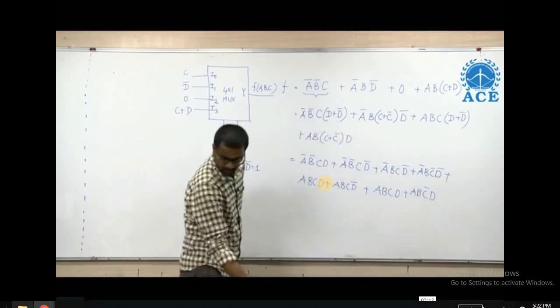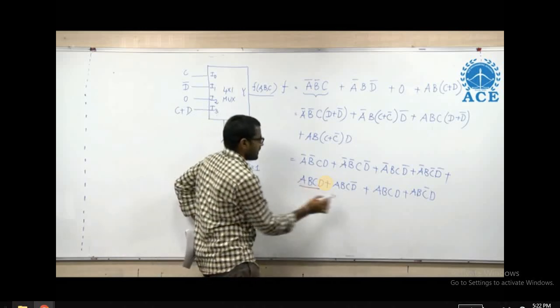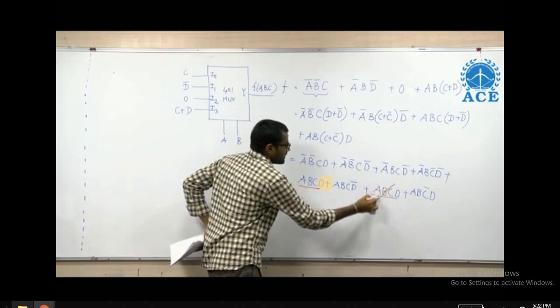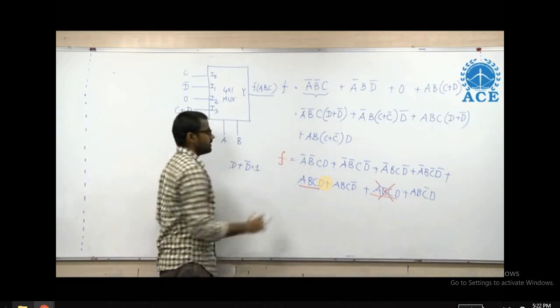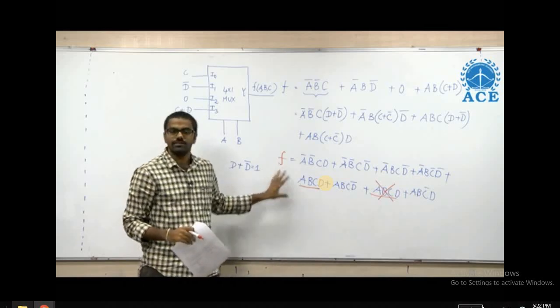Now, looking at this expression, we see that ABCD and ABCD is additive. So, one ABCD can be redundant. So, our final expression for F is this. It matches with option A. So answer is option A.